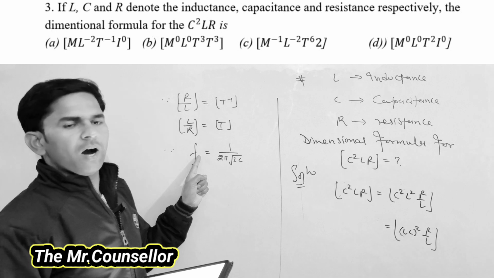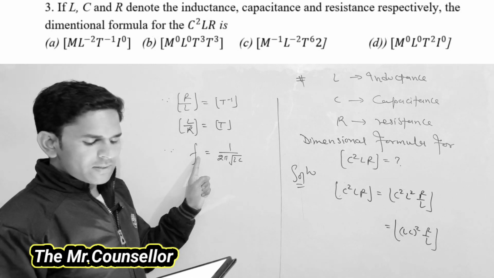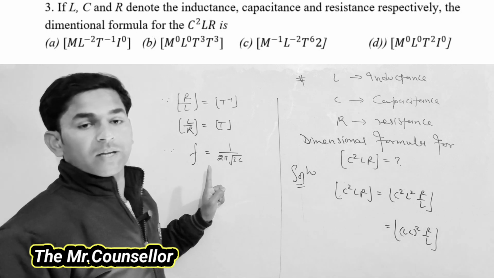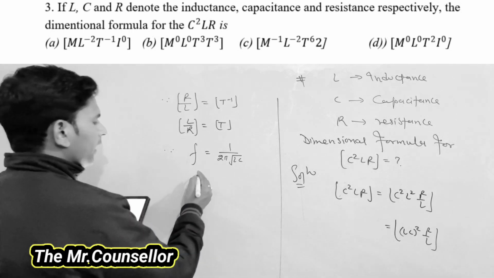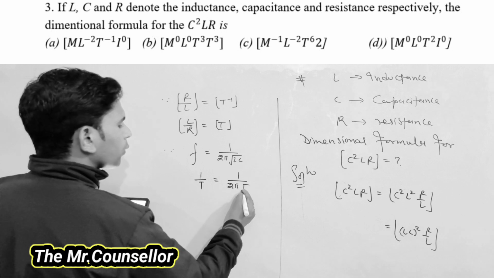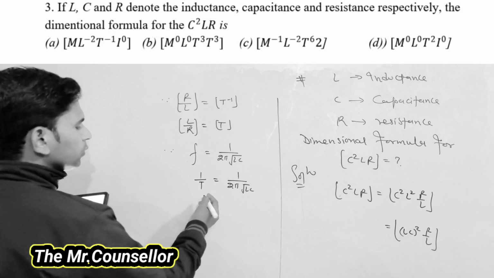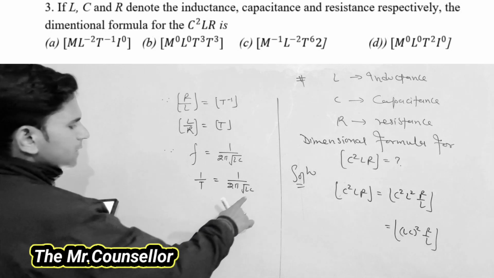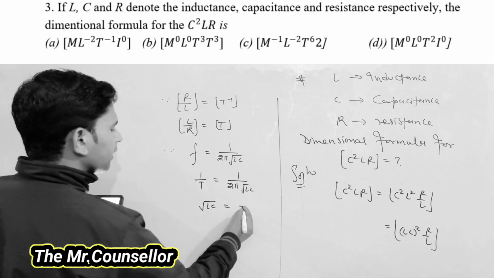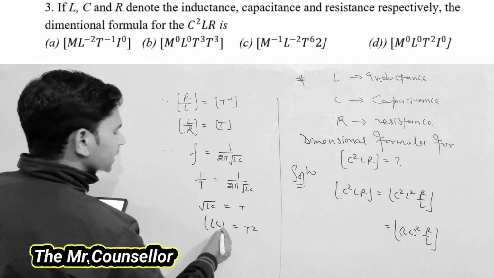You know that frequency is defined as 1 upon T. So we can write 1 upon T is equal to 1 upon 2 pi root LC. Finally, up and down you can do. You need to take only the physical quantities L and C. So here you will write root LC is equal to T. So LC is equal to T square. Is it okay or not?